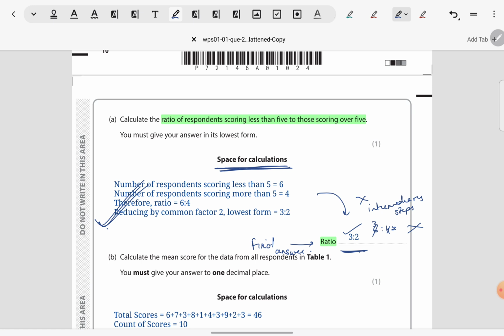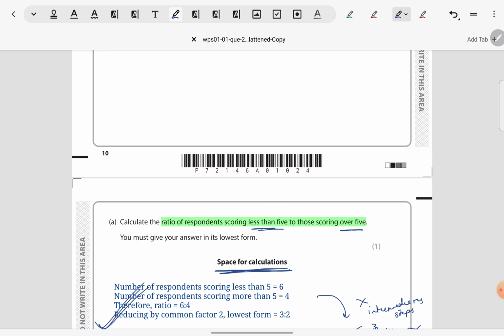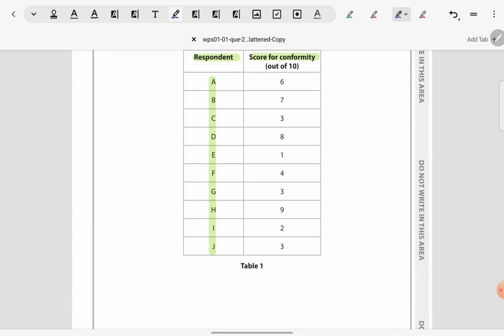Okay, so here you can see the steps required to calculate the ratio. They want the ratio of respondents scoring less than 5 to those scoring over 5. So first we need to count on this table how many have got less than 5. We see 1, 2, 3, 4. They have got less than 5. Then how many have got more than 5? 1, 2, 3, 4, 5, 6.